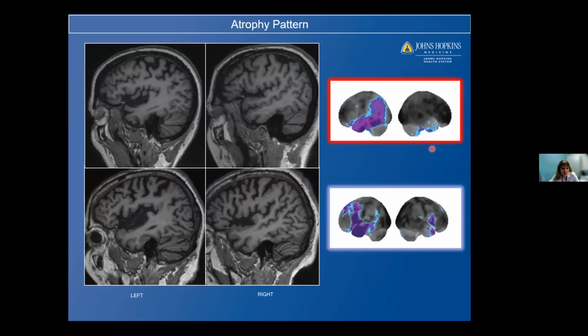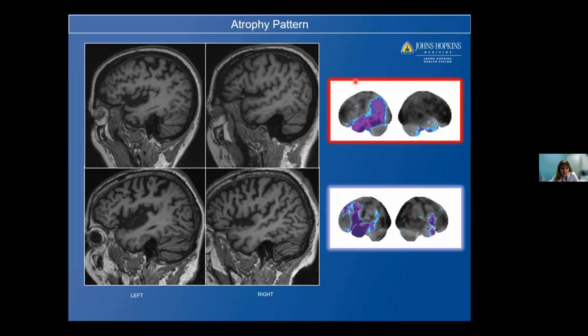Okay, so this is just here for comparison. We have again the two patients with logopenic and progressive non-fluent aphasia. These findings are subtle, but with the appropriate clinical background can be supportive.